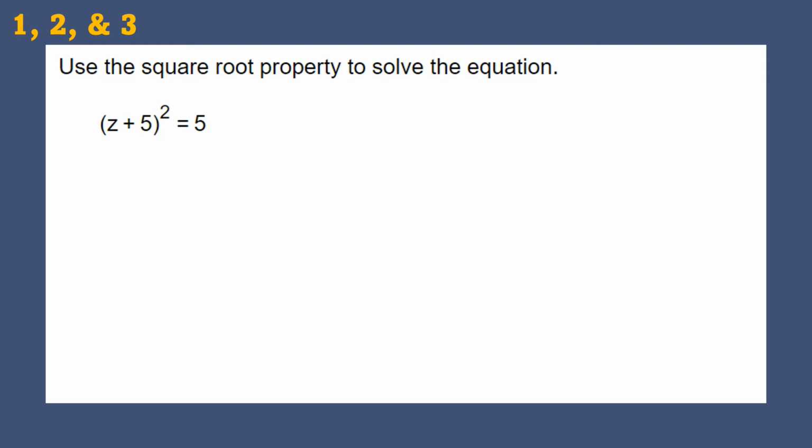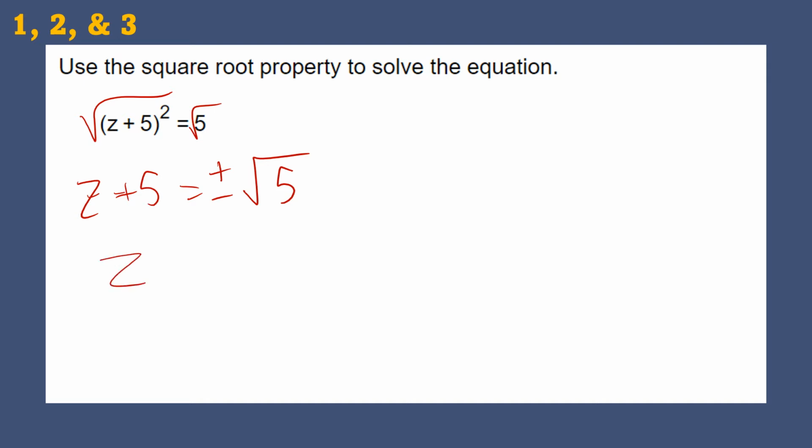Use the square root property to solve this equation. The square root property says if you've got something squared and you want to solve that equation, you can just square root both sides. But it's a little more complicated, because when we square root both sides, it cancels out the square and we get z plus 5. But the other side becomes plus or minus the square root of the result. Now to solve it, we subtract 5, and we end up with two answers: z equals negative 5, plus or minus the square root of 5.